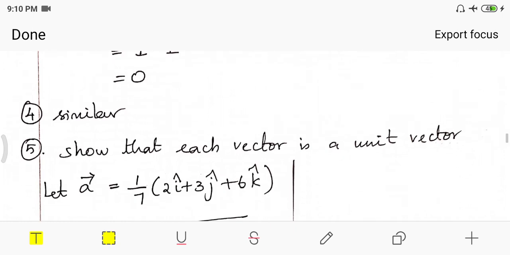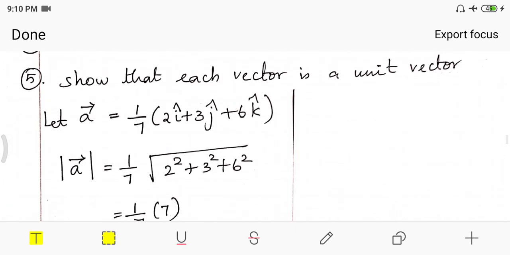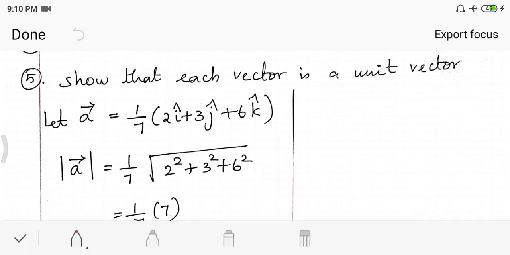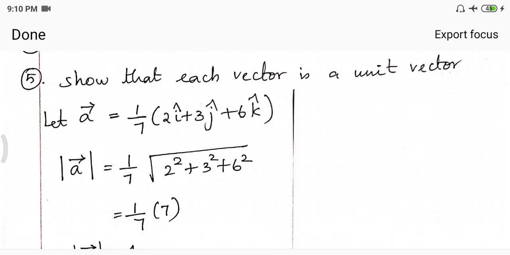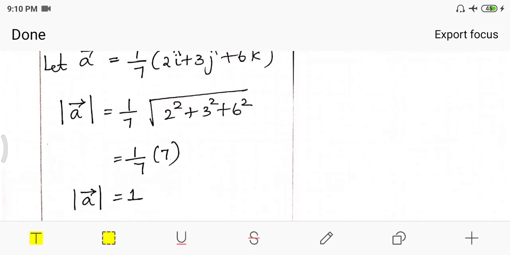Next, the fourth one is a similar sum. You can try on your own. Fifth one: show that each vector is a unit vector. We are given 3 vectors, and we have to show that each vector is a unit vector. What is the unit vector formula? A cap equals a vector by modulus of a vector. What is the other way of finding? We will find the magnitude of the vector. If the magnitude is equal to 1, we can call that vector a unit vector. So we are just going to find the magnitude. When finding the magnitude, I have left the 1 by 7 out. So even after squaring and taking the square root, 1 by 7 comes out.